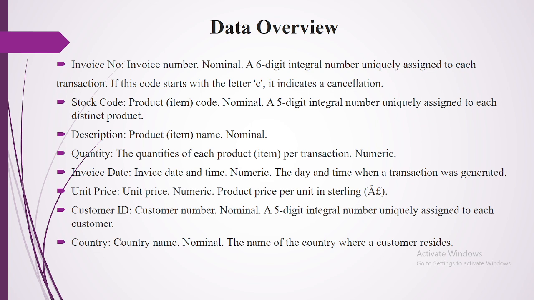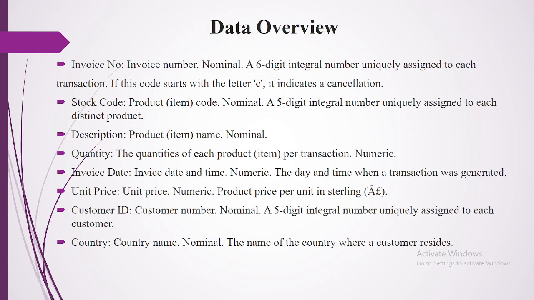It has information about the invoice number, stock code, distinct stock code, description of the product, quantity, invoice date, unit price, customer ID, and the country. Invoice number is one of the unique transaction IDs for each product. If the invoice number starts with a C, it means that particular transaction is cancelled.